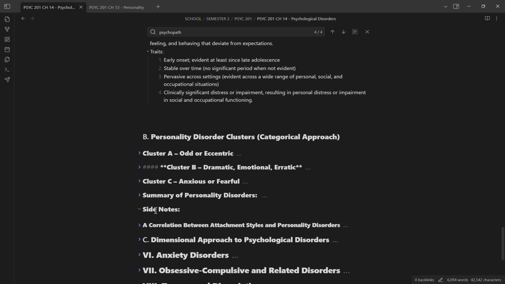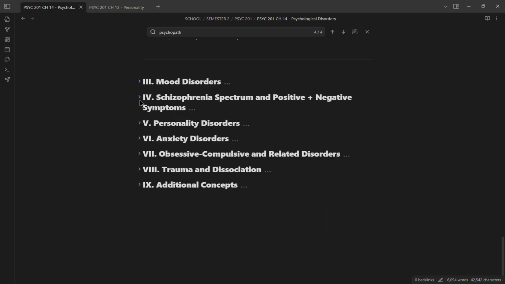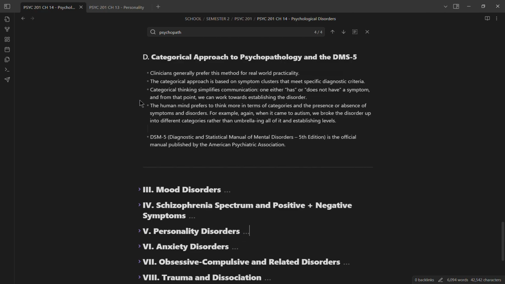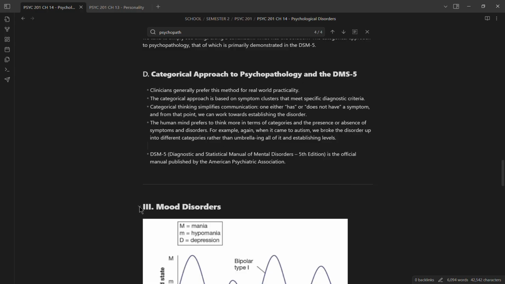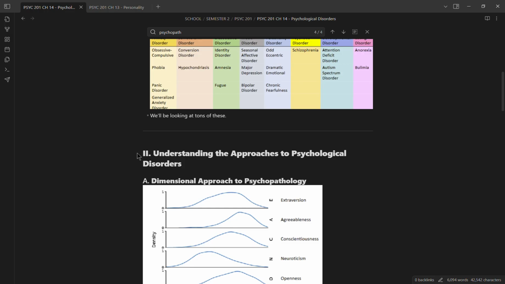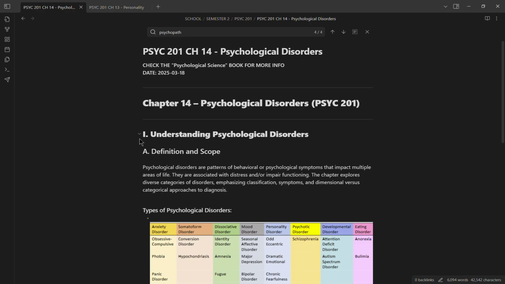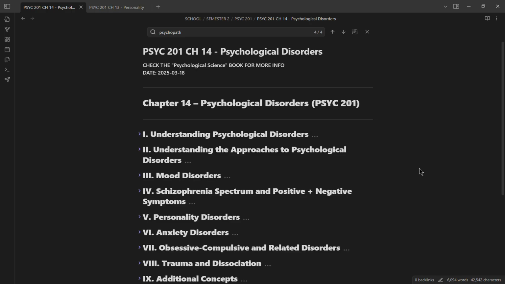We talked about the dimensional approach to psychological disorders and the categorical approach, with the categorical being the clusters and the dimensional being kind of like a wheel with different sections, these 5 sections. A little bit of a correlation between attachment styles and personality disorders. We talked about schizophrenia and positive and negative symptoms in psychological disorders. We talked about mood disorders, right? Unipolar versus bipolar. We talked about understanding the approach to psychological disorders through the dimensional approach, which is iffy, and the categorical approach, which we look at now. And we just generally defined psychological disorders. That was our final lecture.